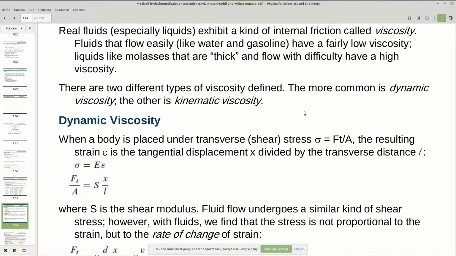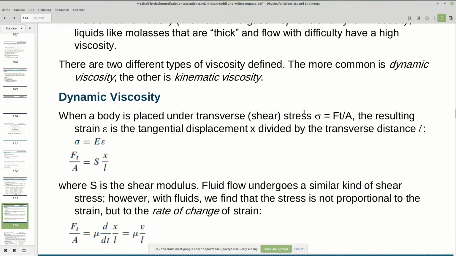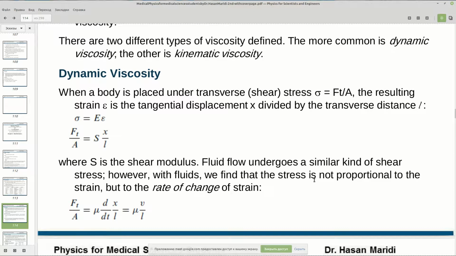Dynamic viscosity: when a body is placed under transverse shear stress, sigma, the Greek letter, is the transverse force F acting on area A. The resulting strain, epsilon, also a Greek letter, is the tangential displacement x divided by the transverse distance L. Sigma equals E epsilon, and F transverse divided by area equals S, the shear modulus, multiplied by displacement x divided by transverse distance L.